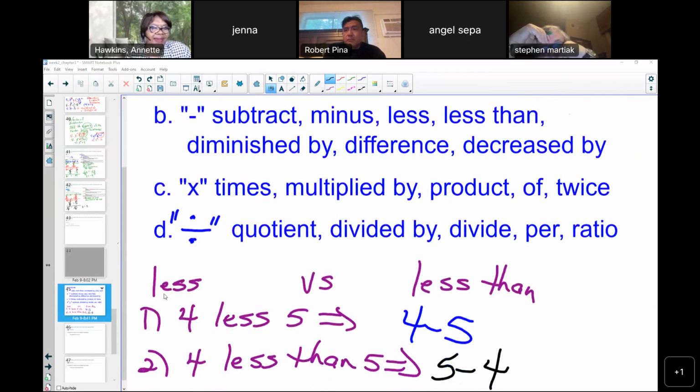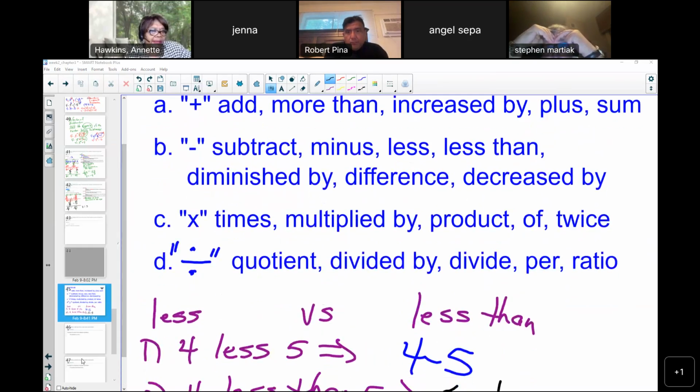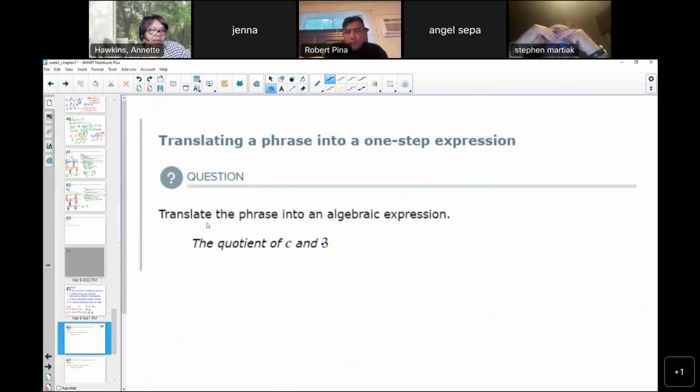Now, I want to talk about less versus less than. If I say 4 less 5, this is 4 minus 5. If I say 4 less than 5, this is 5 minus 4. Okay, so less and less than would be different. Questions about this? Okay. All right, so let's translate.